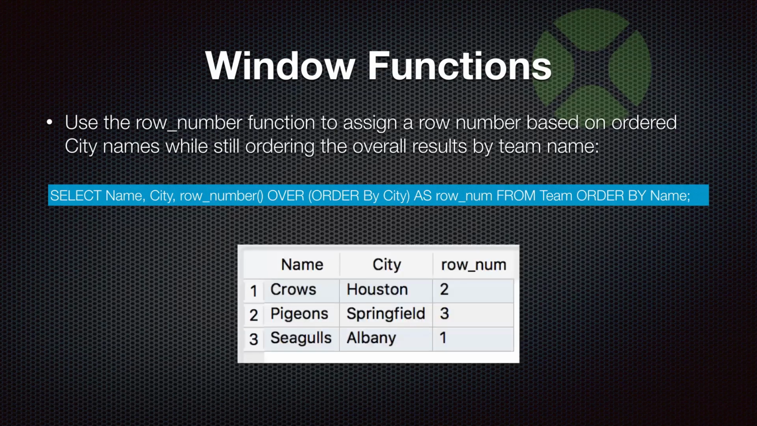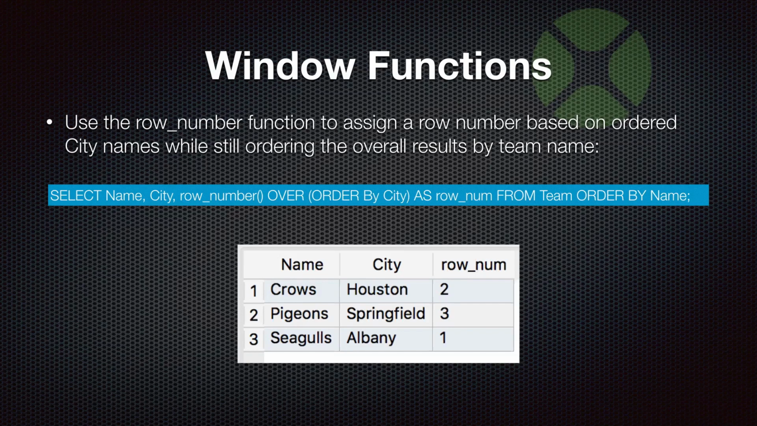So the results that you get back look like this. It's a simple table. It only has 3 rows. But you can see that the ordering of the table is by the name. So you've got crows, pigeons, and seagulls. That is in ascending alphabetical order. And if you look at the third column, the row num column that was created by the window function, you can see that the number there matches the order of the city if that were in alphabetical order.